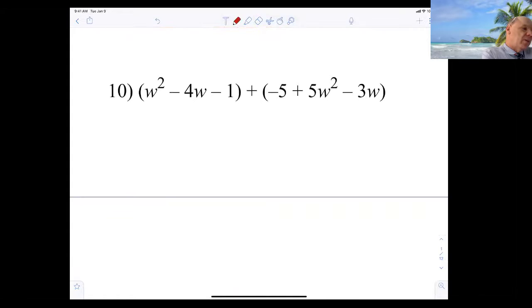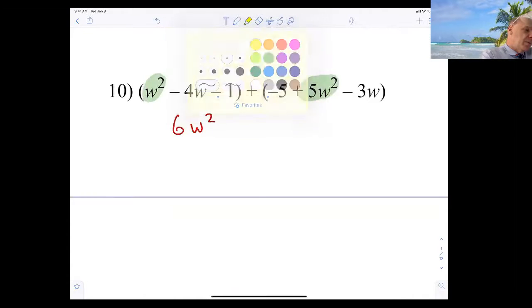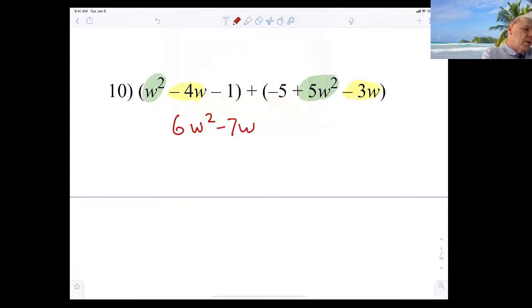All right, combining terms. W squared and 5w squared gives me 6w squared. Negative 4w, negative 3w, and then -1 and -5. -6.